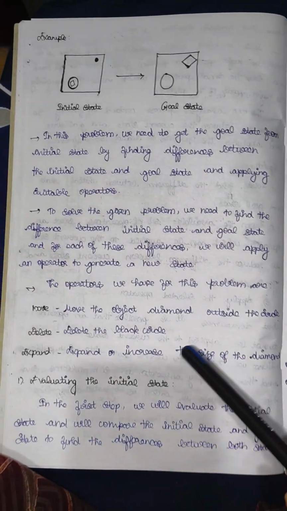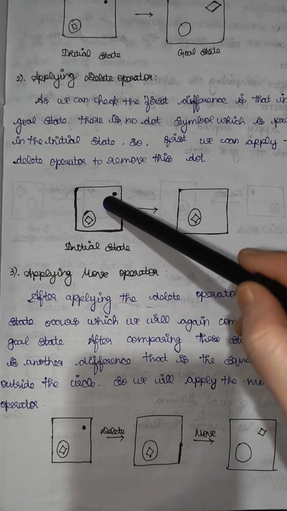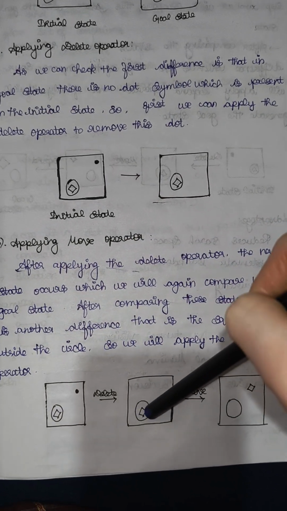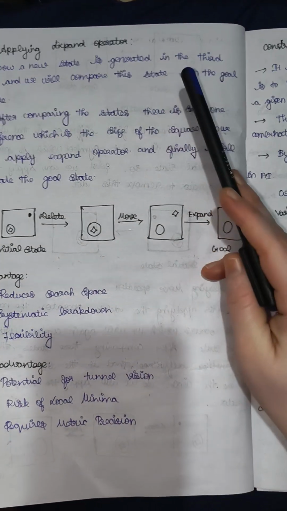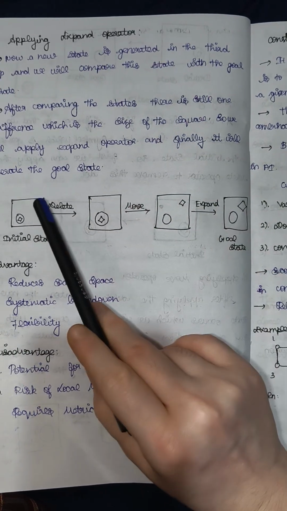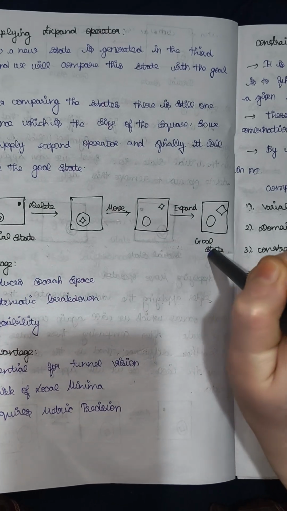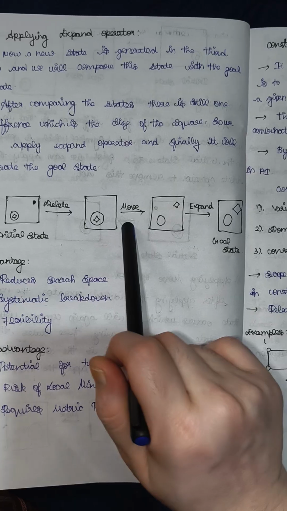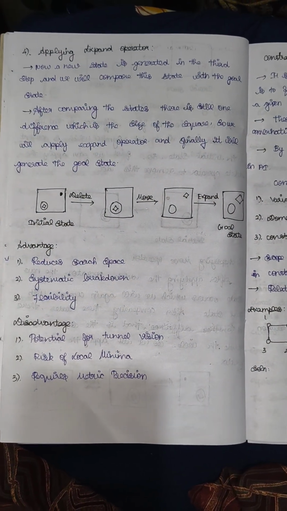First, in the initial state, we use the delete operator to delete the black dot. After that, we use the move operator to move the diamond outside the circle, and third, we use the expand operator to expand the diamond. So these are the three steps. This is the initial state, and finally we have reached the goal state using these three operations: delete, move, and expand. This is how the means end analysis algorithm works.